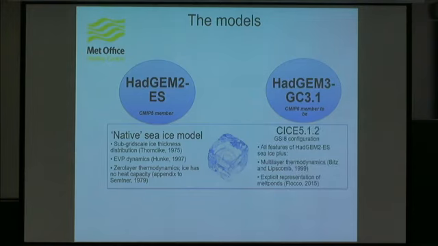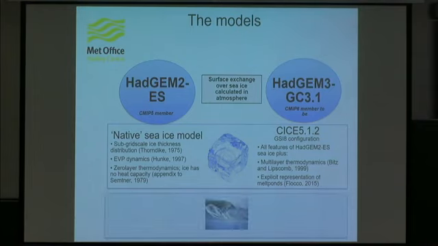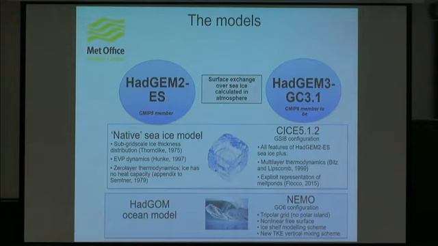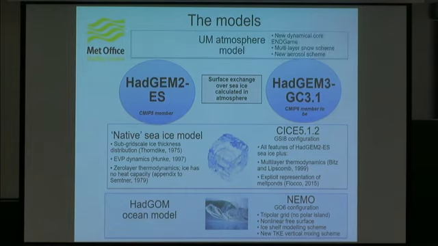HadGEM3 uses a version of CICE. It's pretty similar, but we've got multi-layer thermodynamics now. The ice has a heat capacity. We've also got explicit representation of melt ponds. Both models are quite unusual in the surface exchanges calculated in the atmosphere. The ocean model has changed quite a bit. We now use NEMO. It's got a tripolar grid with no polar island, and quite a lot higher resolution. Both models use the atmosphere model, which in the new model has changed quite a bit, with a new dynamical core.